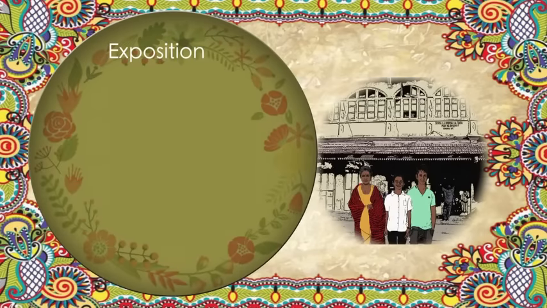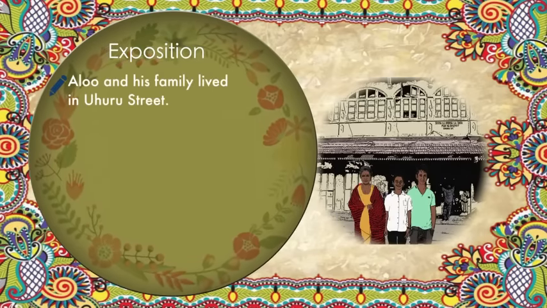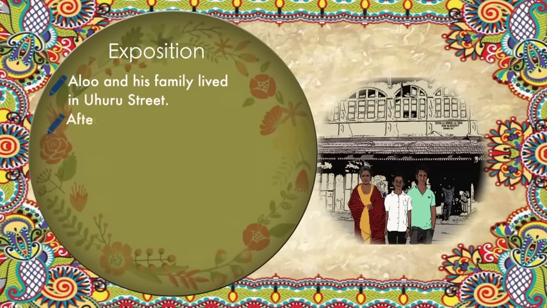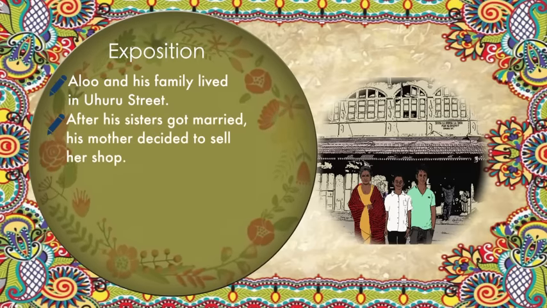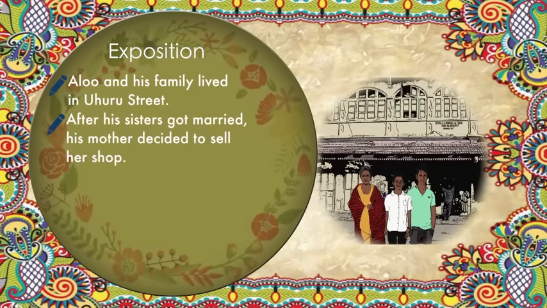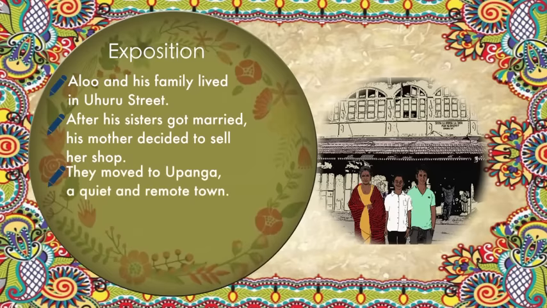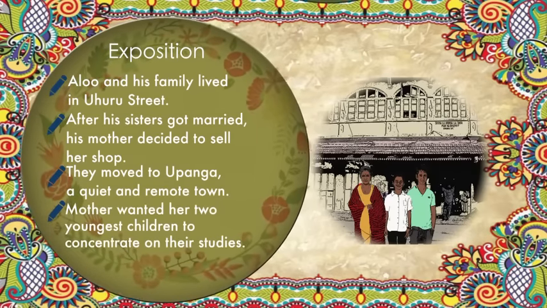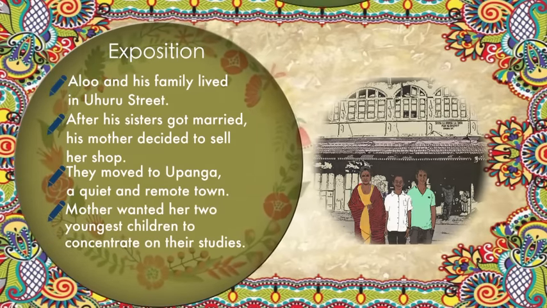Exposition. Alu and his family lived in Uhuru Street, where his family owned a store. After his sisters got married, his mother decided to sell her shop and moved her family to Upanga, a quiet and remote town. She wanted her two youngest children to concentrate on their studies.